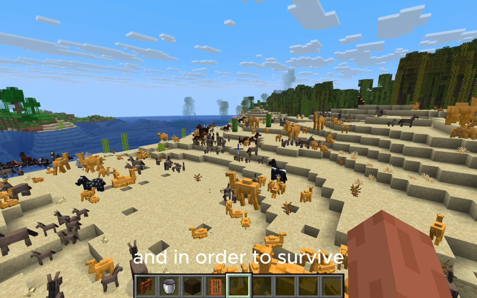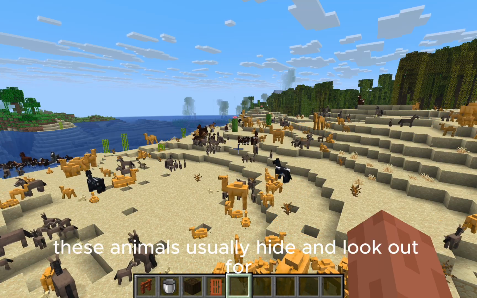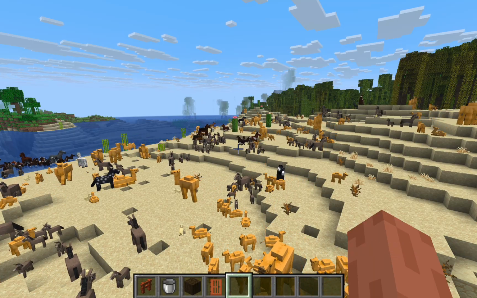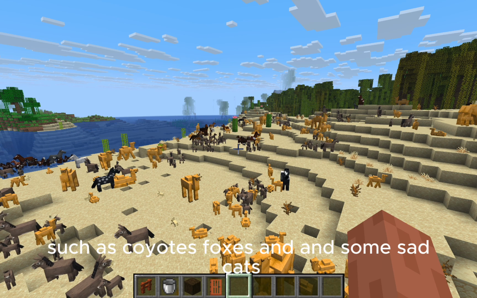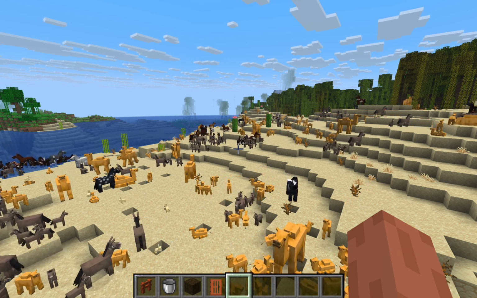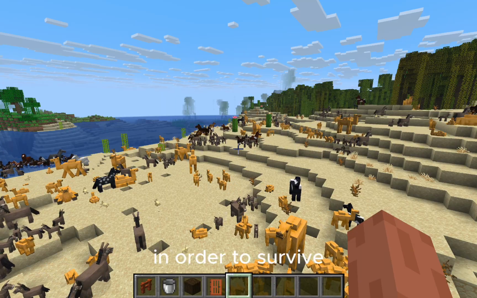And in order to survive, these animals usually hide and look out for predators such as coyotes, foxes, and some sand cats in order to survive.